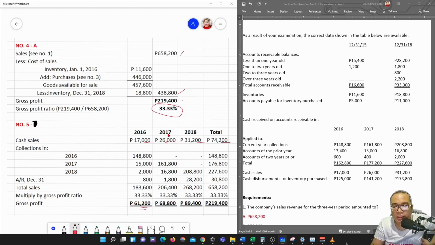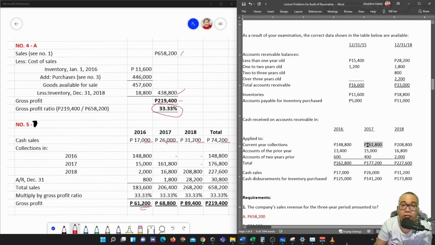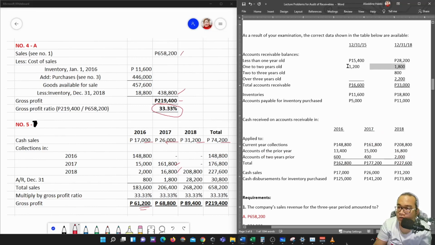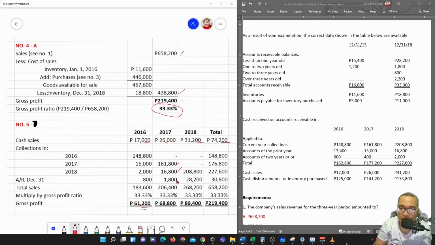Same story sa 2017. However, wala ka ng collection ng 2016 kasi nga, wala ka ng collections ng 2017 transaction from 2016 kasi from the past year yan di ba? Common sense na lang yan, logic na lang yan. So alam mong, nung 2017, nag-collect ka ng current year collection, ito, 161,800. Ito, 16,800, na-collect ng 2018 pero accounts of the prior year, so alam mo, nangyari yung transaction ng 2017. Same rin dito. Ito rin, accounts receivable balance. Binibigyan natin yung story yan.